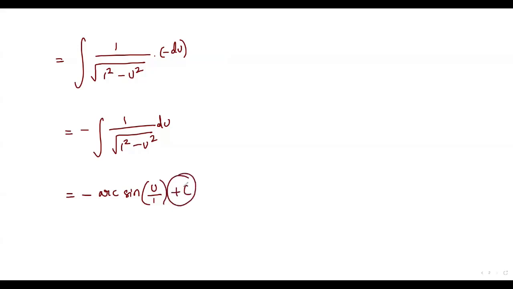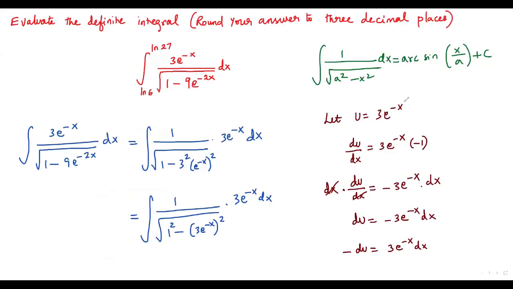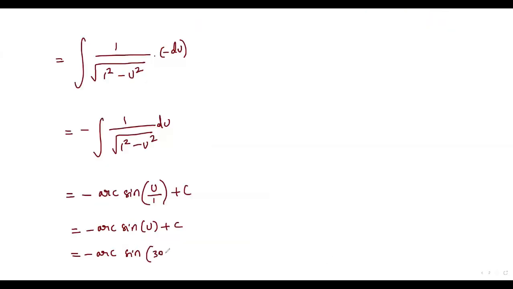Here I'm adding the constant of integration because it's an indefinite integral. Whenever we evaluate an indefinite integral, we always have to add the constant of integration c in the result. Now we get negative arc sine of u over 1, which is just u, plus c. Actually u is a variable taken by us. It has to be replaced by the original stuff. What is the original stuff? We know that u equals 3 times e to the power of negative x. We can plug in 3 times e to the power of negative x for u over here: 3 times e to the power of negative x plus c.